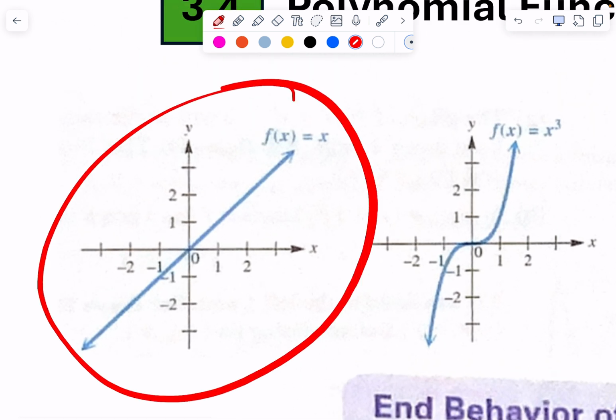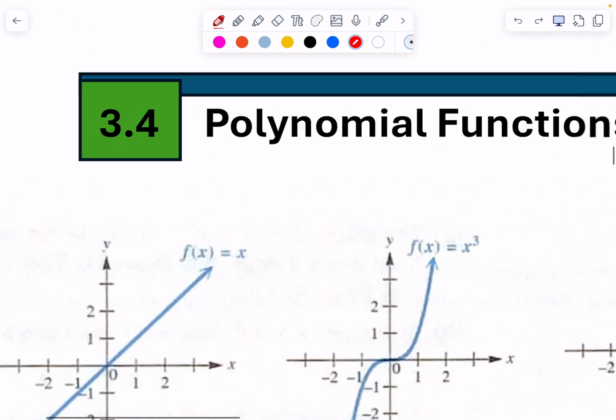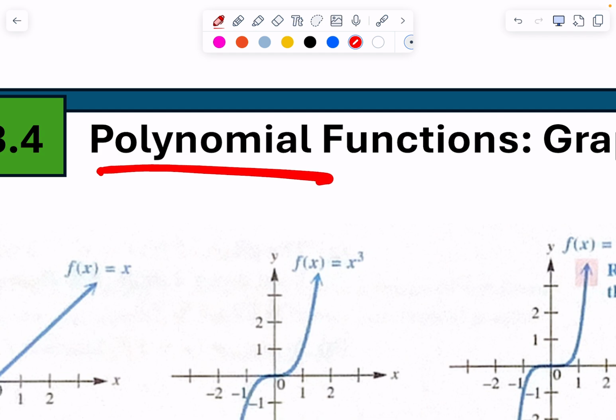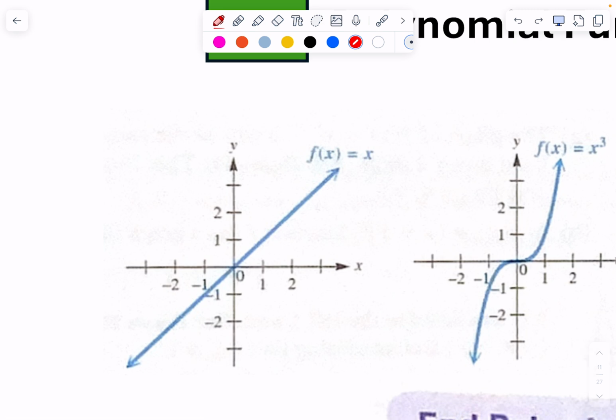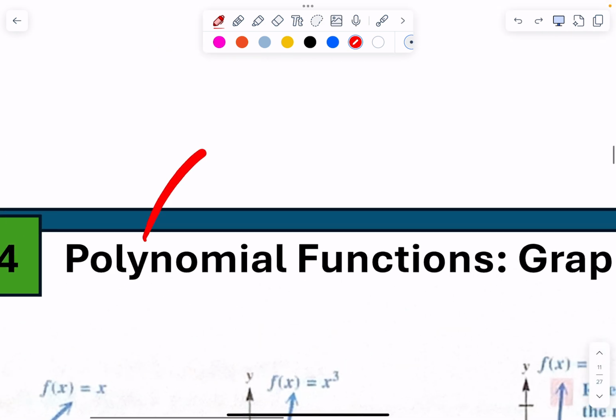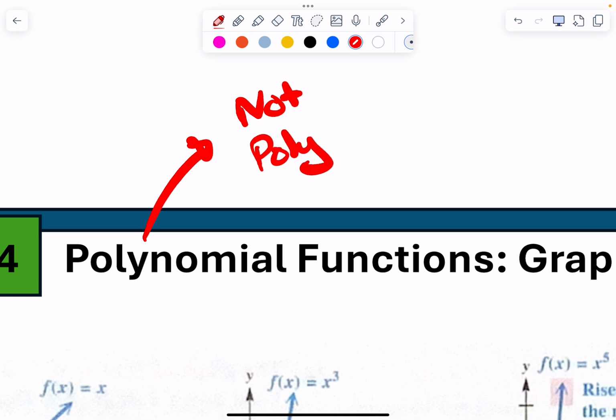This guy right here, these are all polynomial functions, by the way. Polynomials are like curvy guys, right? So stuff that has curves. Oh, we've talked about stuff that's not polynomials. Maybe let's talk about that. What's an example of something that's not a polynomial function?